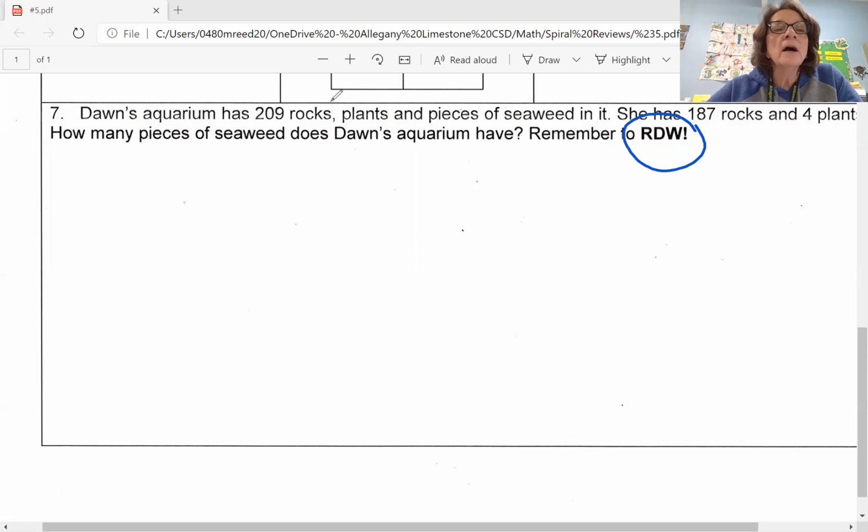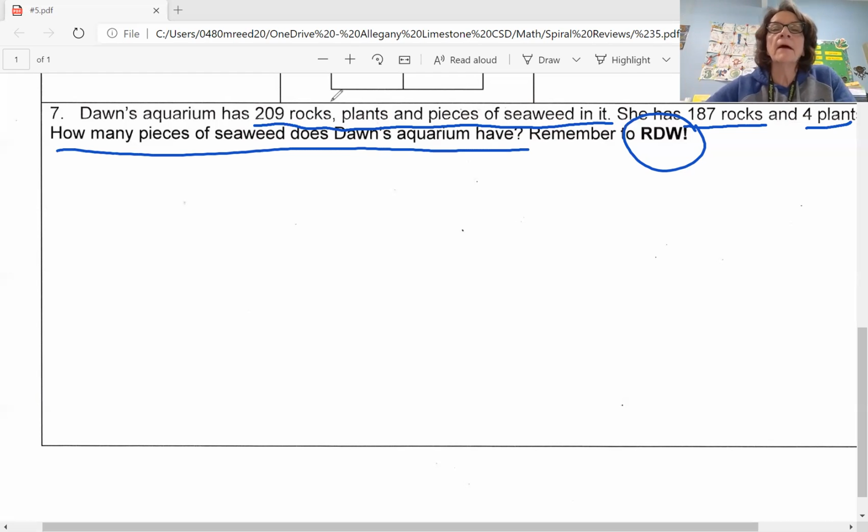The question says, Dawn's aquarium has 209 rocks, plants, and pieces of seaweed in it. So that is one of my notes, 209 rocks, plants, and pieces of seaweed in it. She has 187 rocks and 4 plants. How many pieces of seaweed does Dawn's aquarium have? Okay, so let's think about this. She has an aquarium, and in it she has rocks, plants, and pieces of seaweed. She has 3 different things in her aquarium. I don't know where the fish are, but she has rocks, plants, and seaweed, 3 things.